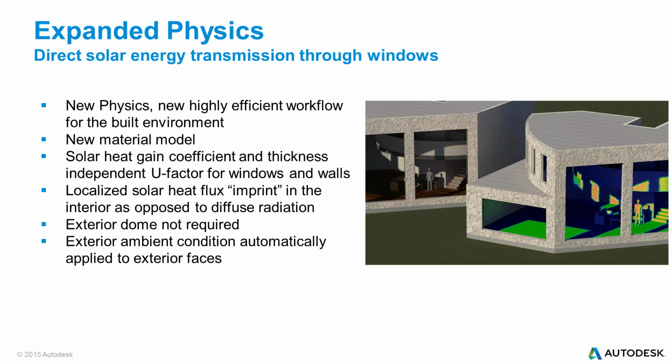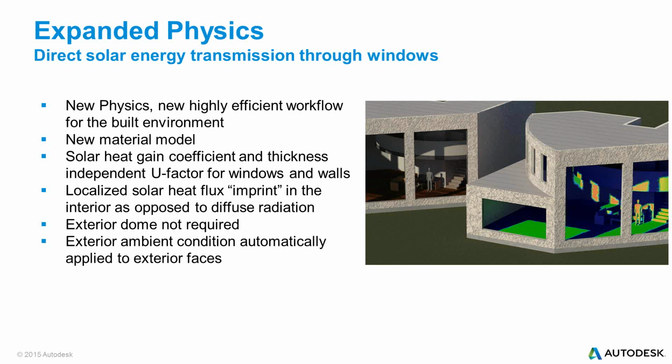They put out a solar heat gain coefficient, and they put out a U factor. So we allow that as the inputs, and you'll see on the left-hand side here, that's the shadowing from the sun, and here you can see where the same bright spots are in the image. That's the solar heat flux inside of Autodesk CFD. So you can see where you're getting that localized heat flux imprint.